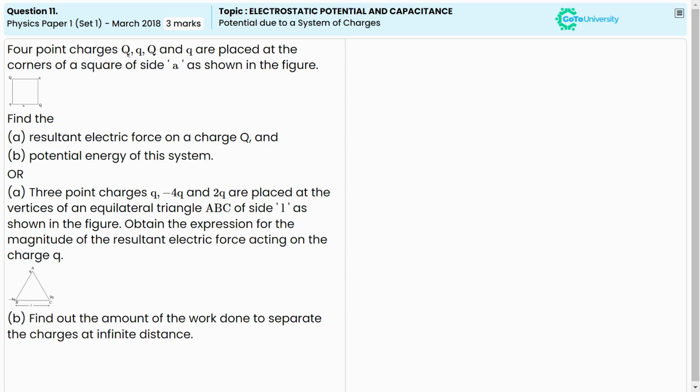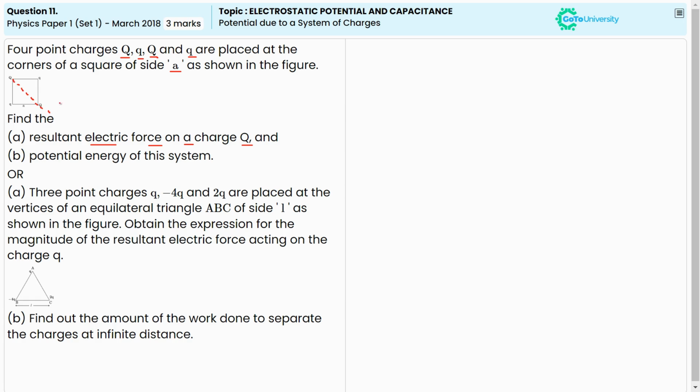Four point charges Q, Q, Q and Q are placed at the corners of a square of side a as shown in the figure. So this is the figure they are given. Find the resultant electric force on a charge Q. The resultant force is for this one, the capital Q. That means the resultant force will come like this. So this is the resultant force along the diagonal.